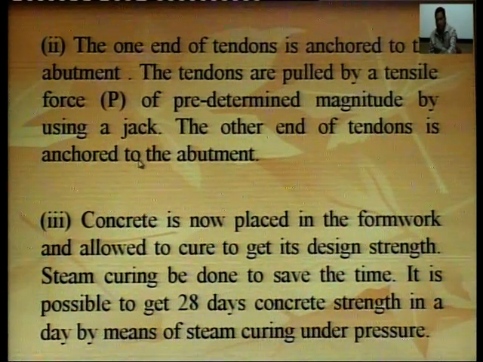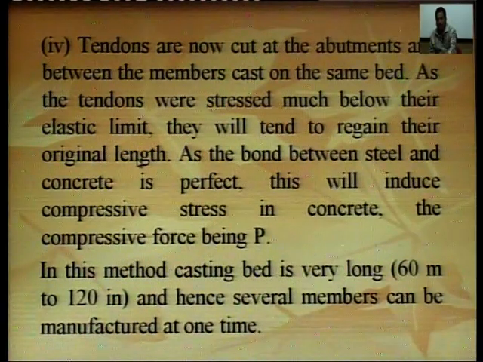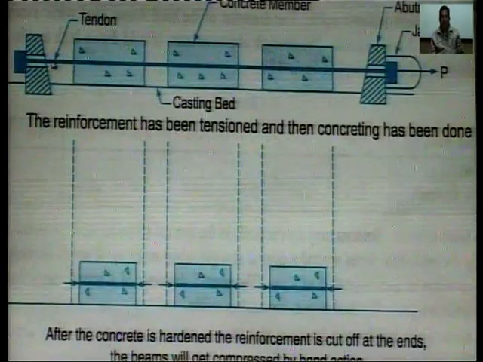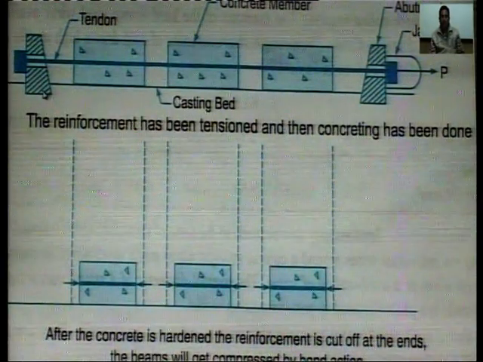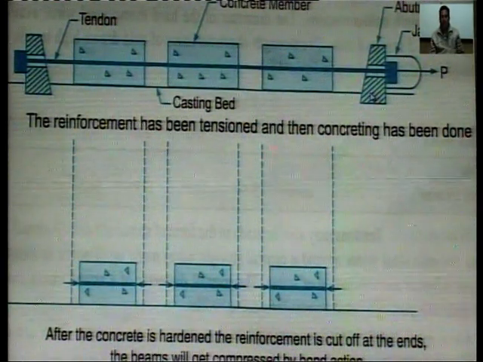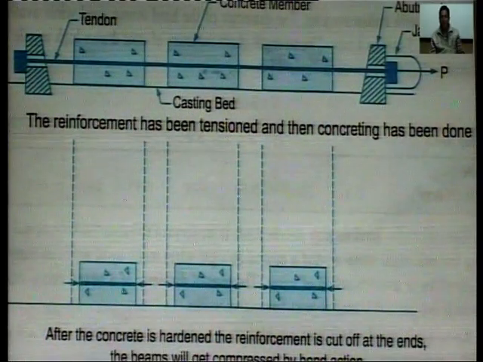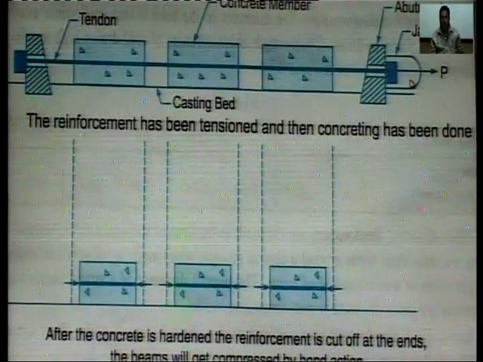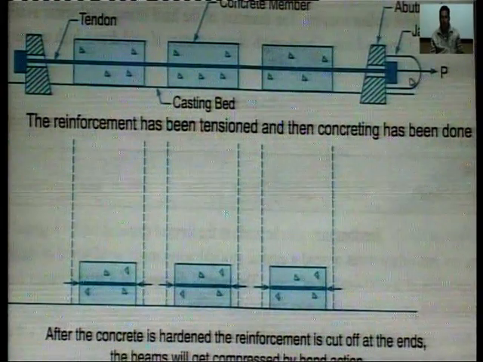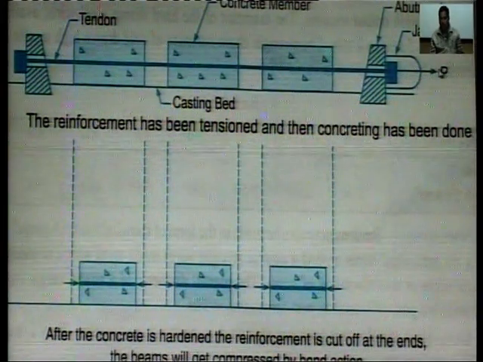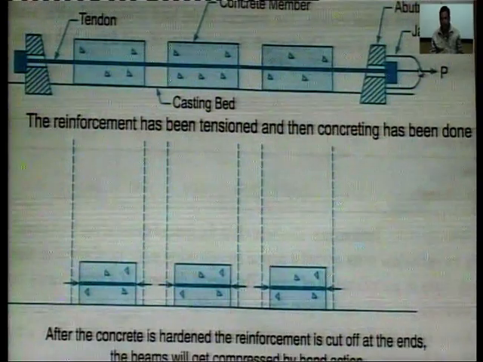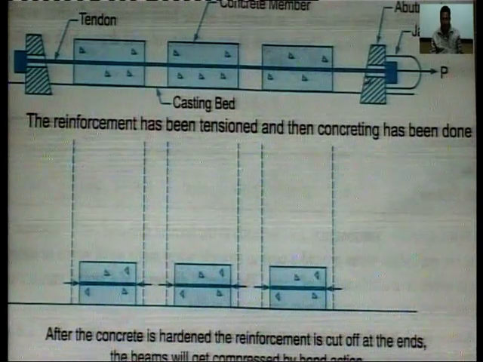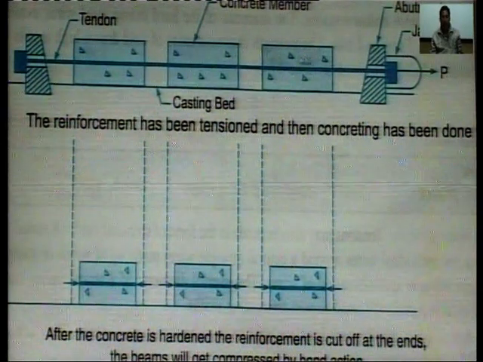So, this is the diagram. These are the tendon wires, this is the abutment, this is also an abutment, this is the tendon wire, these are the concrete members. So, this tendon wire is stretched by means of a jack here with the force P. After stretching this tendon wire, the concrete can be placed here.